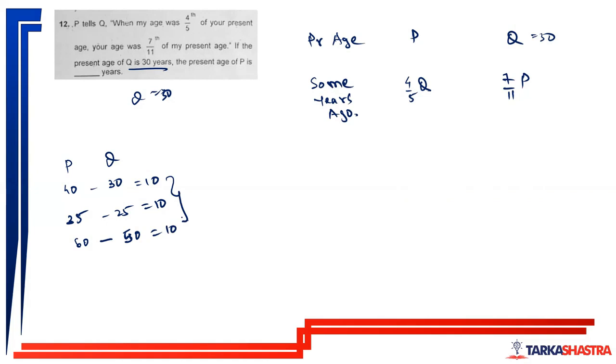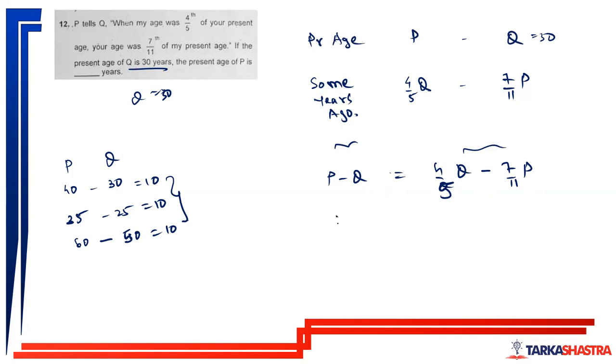Let us say you and your mother are 25 years apart. The age difference between you and your mother is 25 years. It is always going to be 25 years, and it is not going to increase or decrease. So the age difference is always going to be constant. So what is the age difference here? P minus Q. What is the age difference here? 4 by 5 Q minus 7 by 11 P. So this is age difference, this is also age difference. These two must be equal. From this, we'll be able to get the value of P.